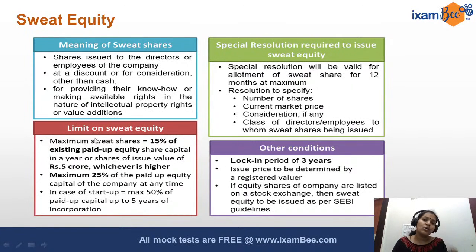The Companies Act also specifies the limit of how much sweat equity can be given. The maximum sweat equity shares that can be issued are 15% of the existing paid up capital of the company, or 5 crores, whichever is higher, and it can go up to a maximum of 25% of the paid up capital of the company at any time. Okay, in total, and this is how much you can give in a year, and in totality the max you can go is 25%. In case of a startup, the max you can go is 50%.